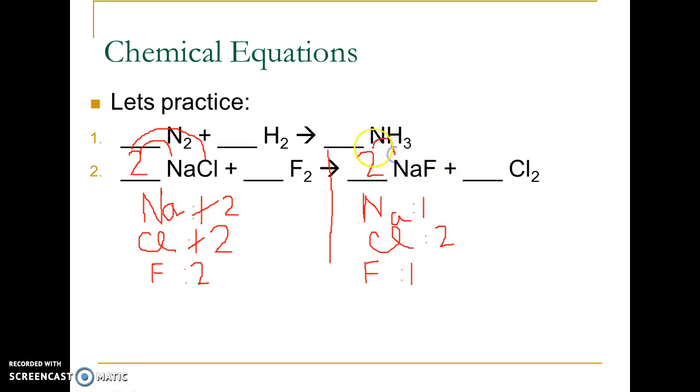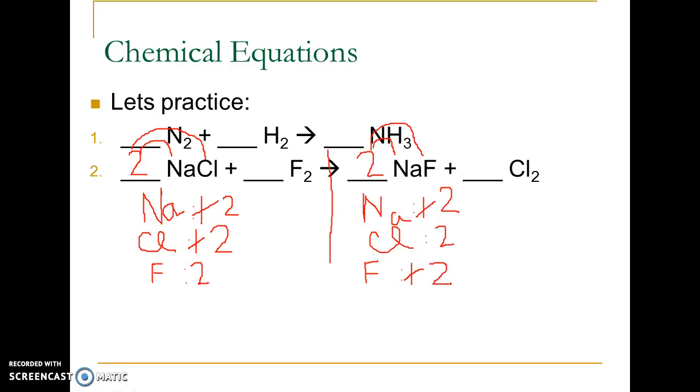It's going to distribute to the sodium and the fluorine. Whenever I place a coefficient, I have to recount my atoms for my inventory. So now I have 2 sodiums and I have 2 fluorines.